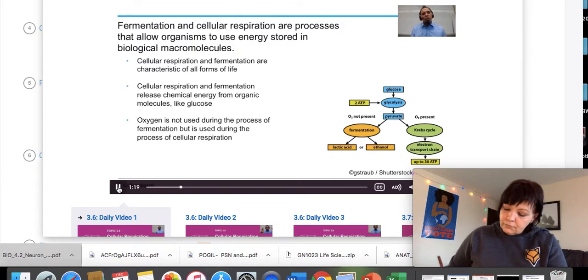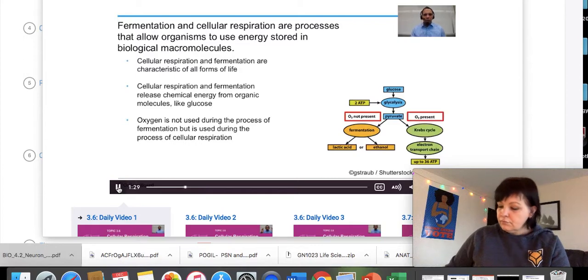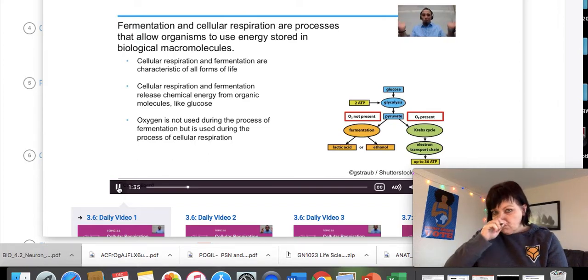And so oxygen, though, is not used during the process of fermentation, but is used during the process of cellular respiration. So if you look on my image there, you can see where I put a red box around oxygen is not present. And then oxygen is present. So it's kind of like you get to a fork in the road. Oxygen not present, oxygen present. Which way do we go?